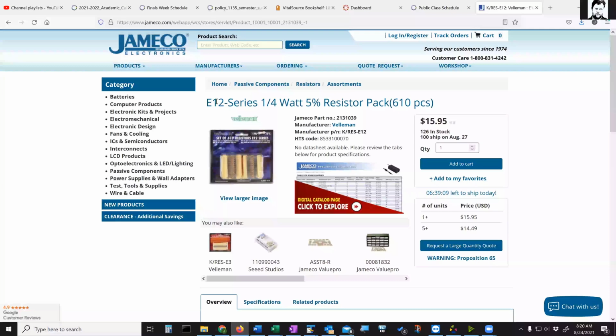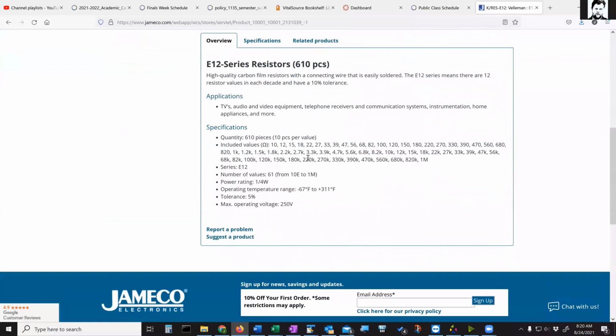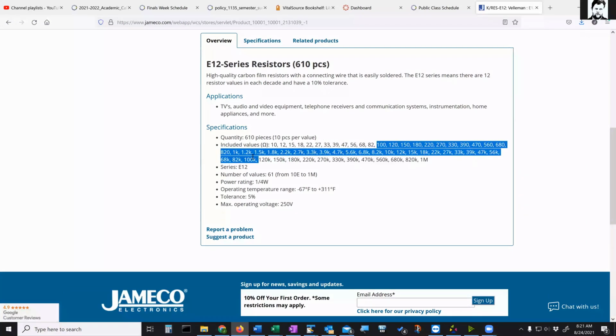Where'd it go? This one right here, it says E12 series. And if you look at the way the values jump here, it says 10, 12, 15, it's basically the same thing as I just wrote for you. I think that's the first 12. And then this would be the next, up to 820 would be the next 12, and so on.